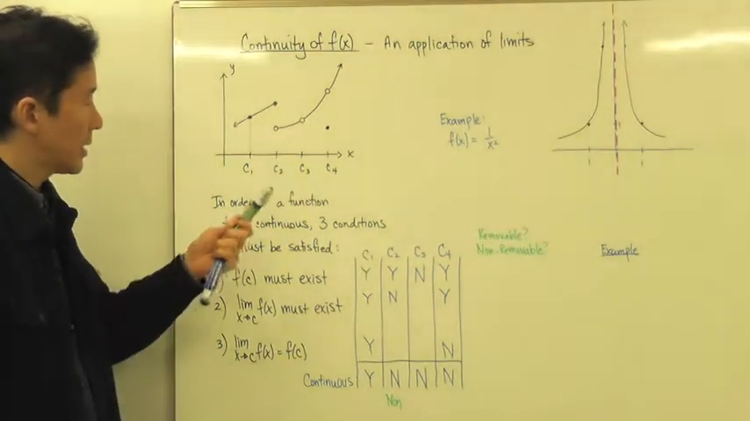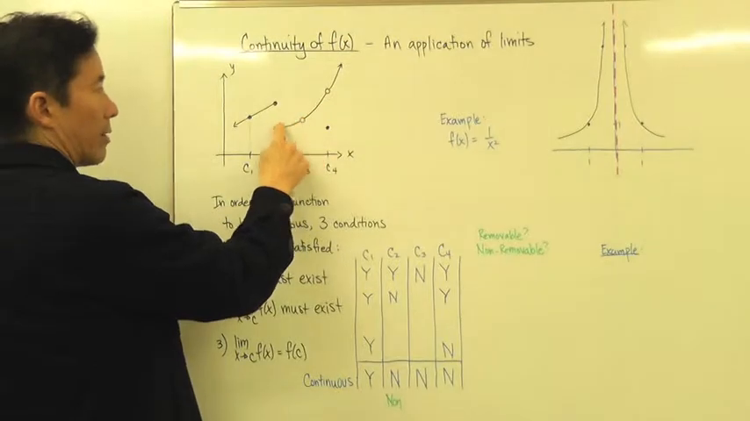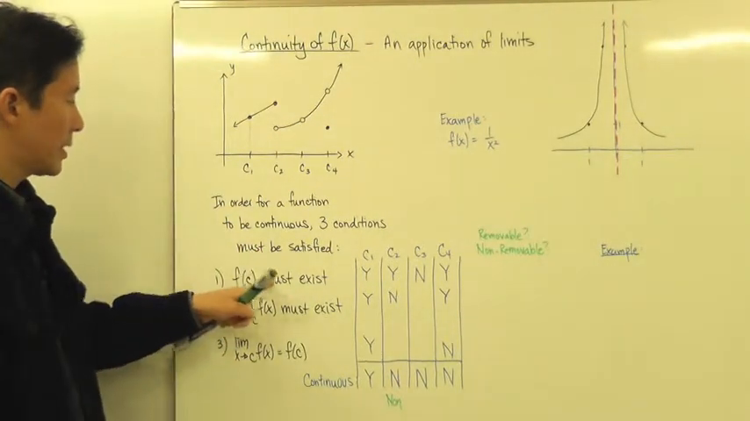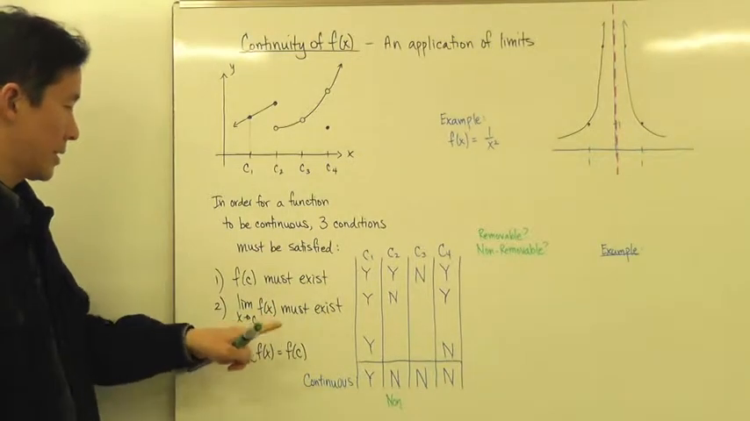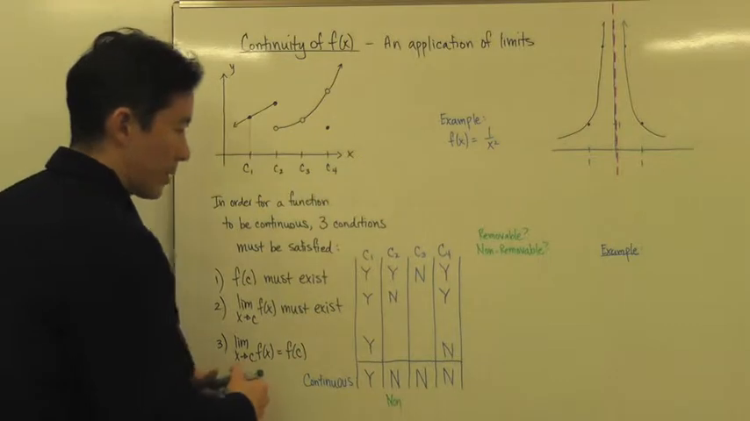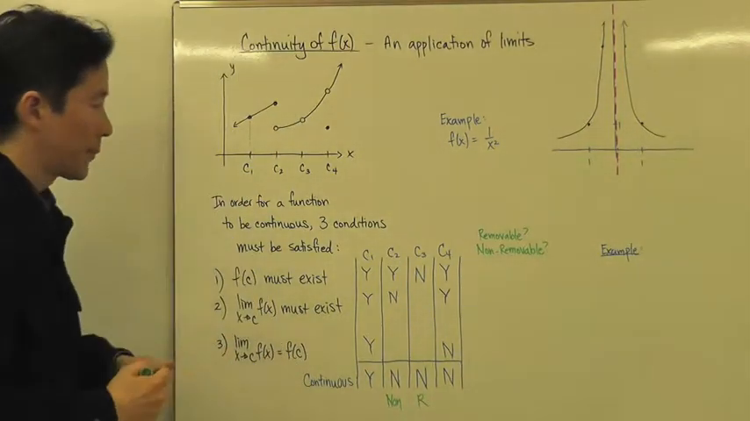Now let's take a look at c sub 3. If I put a point in there, all of a sudden the function is continuous, because now f of c exists, the limit exists, and they are both the same value. So what I call this particular point of discontinuity is removable.